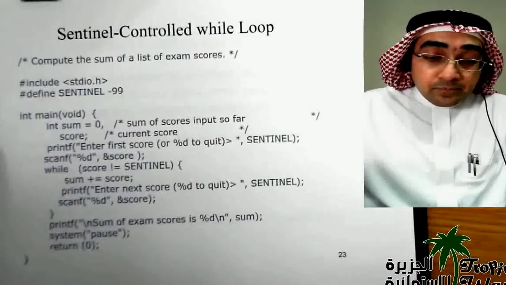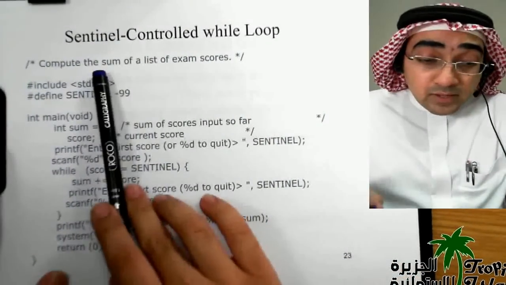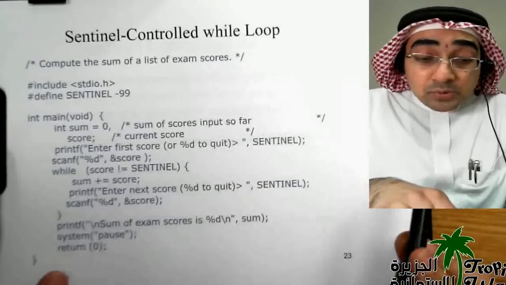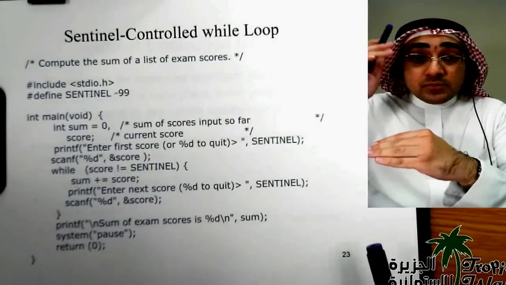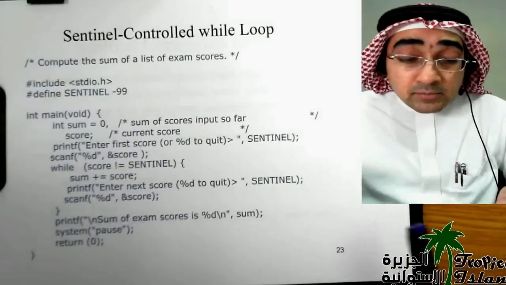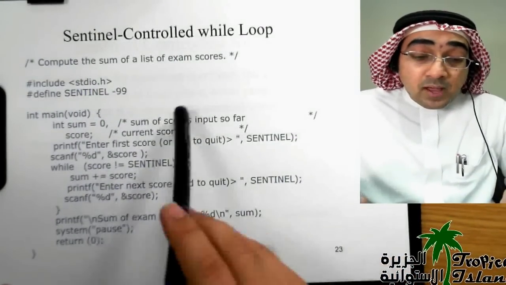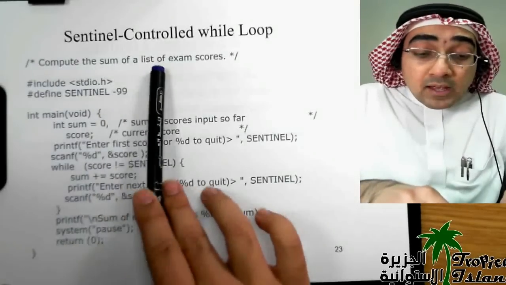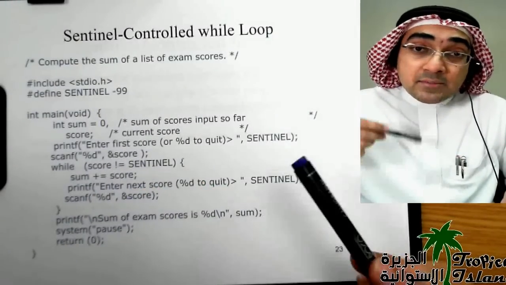Now here's another example of a Sentinel controlled while loop, and in this example I want to compute the sum of a list of exam scores. So I have a list of exam scores and the students' names, and I would like to know how much is the sum. To do the sum, I know that I have to enter the scores of the students. So I'm going to ask the person to enter the score of the students.